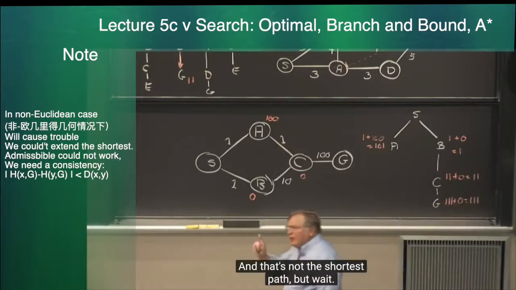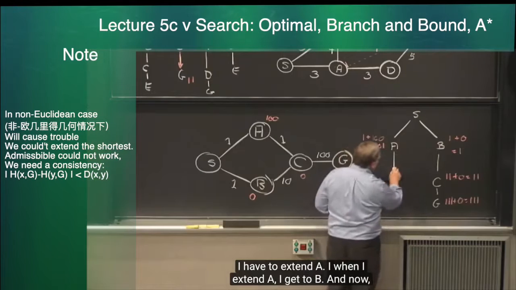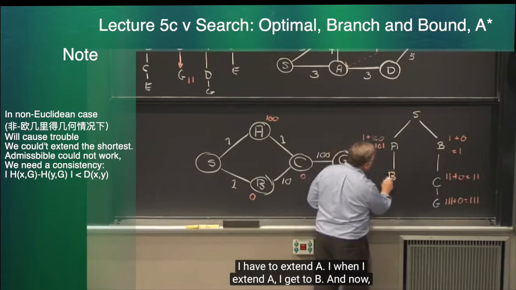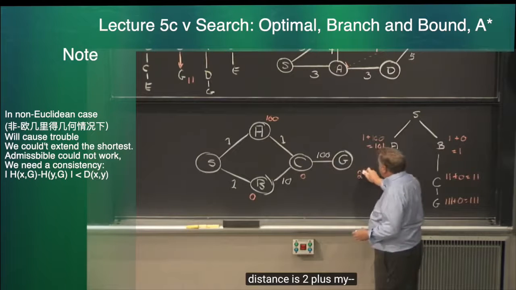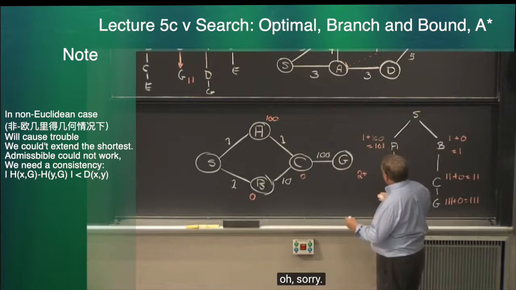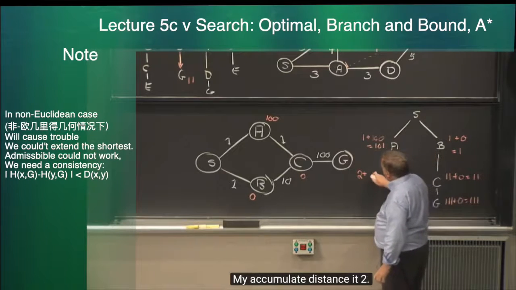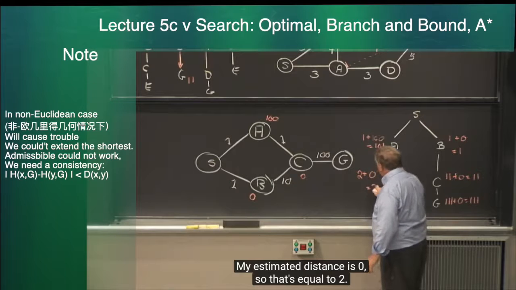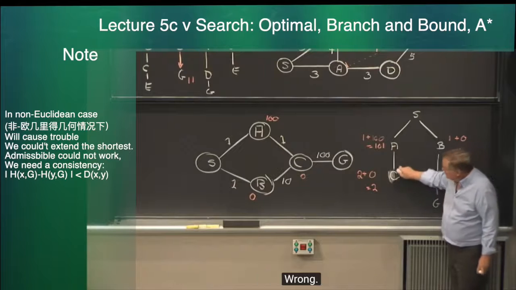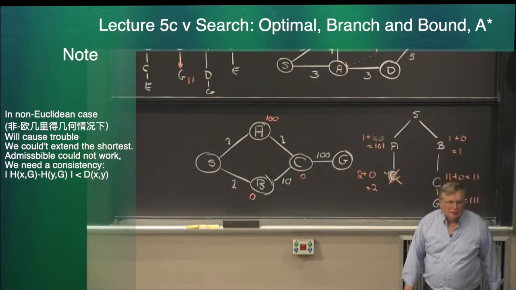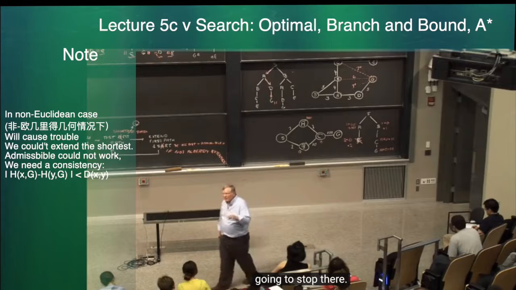And that's not the shortest path, but wait, I still have to do my checking, right? I have to extend A. And when I extend A, I get to B. And now when I get to B that way, SAC, my accumulated distance is 2. My estimated distance is 0, so that's equal to 2. So I'm okay because I'm still going to extend this guy, right? Wrong. I've already extended that guy. So I'm hosed. I won't find the shortest path because I'm going to stop there.